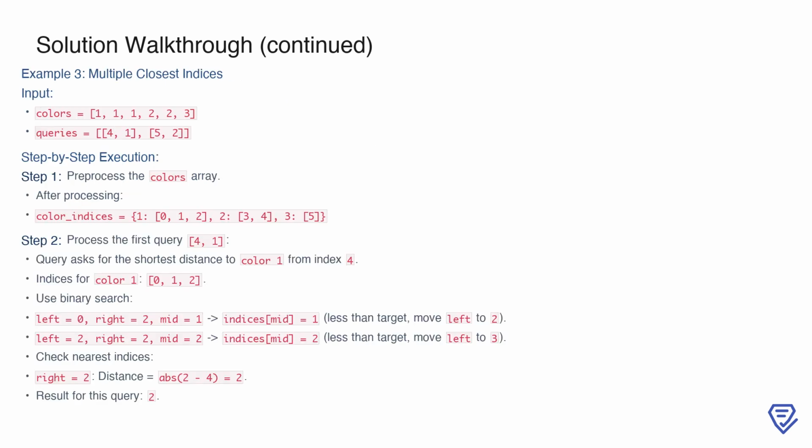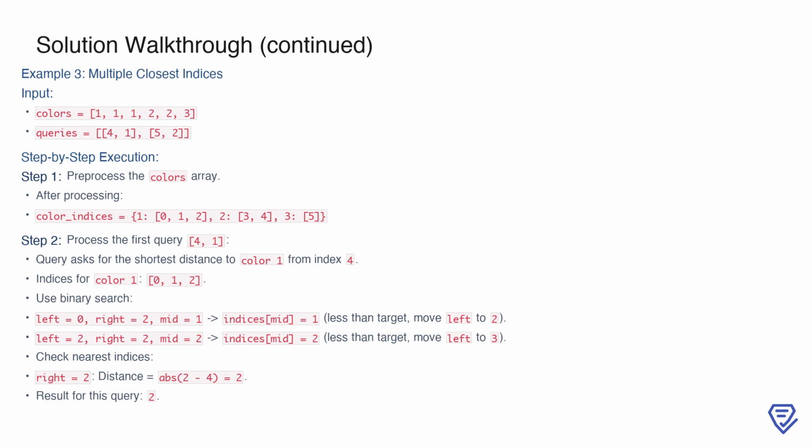In this example, we handle a case where there are multiple closest indices for a color. Given the input colors equals [1, 1, 1, 2, 2, 3], and queries equals [[4, 1], [5, 2]], we first preprocess the colors array. Grouping indices by color, we obtain color_indices equals {1: [0, 1, 2], 2: [3, 4], 3: [5]}. For the first query, [4, 1], we need the shortest distance to color 1 from index 4. The indices for color 1 are [0, 1, 2].